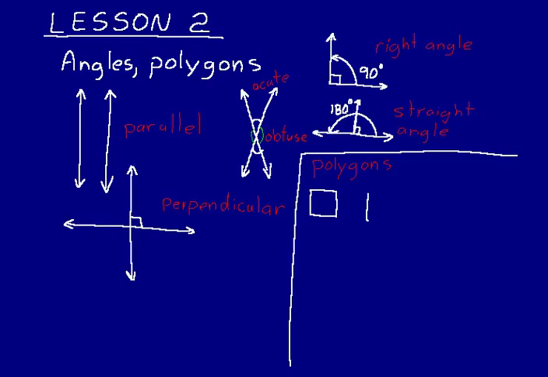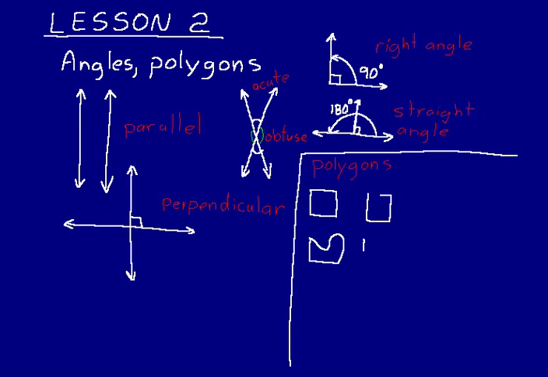It's closed. This would be an example of open. So you can see the difference between open and closed. Flat, if you draw them on a piece of paper, they'll be flat. And then their sides are line segments. So this would not be a polygon because one of its sides is not a line segment, it's a curve.